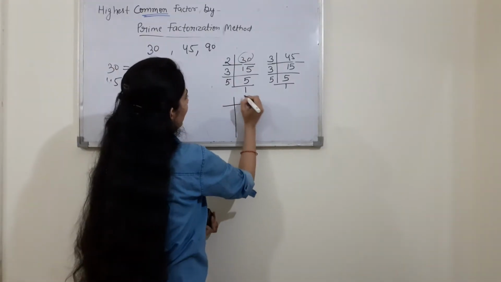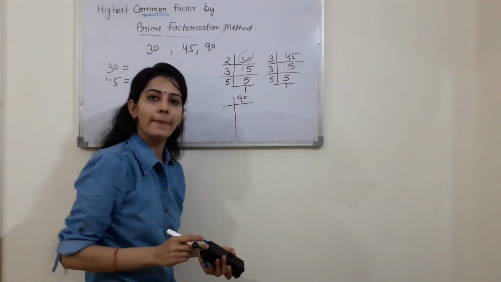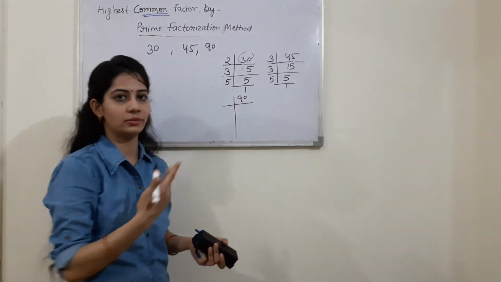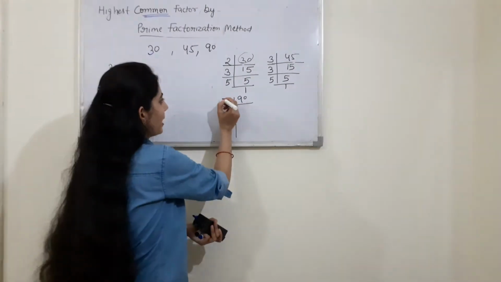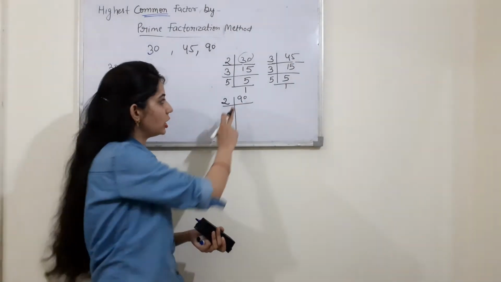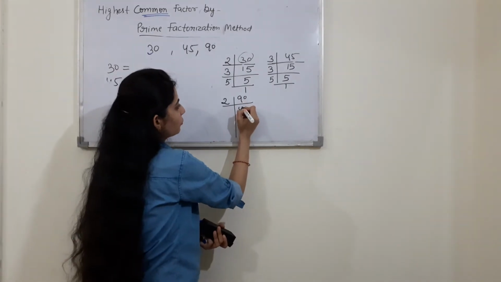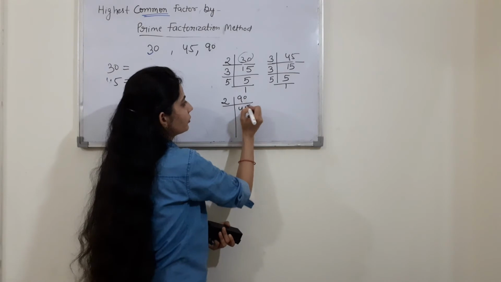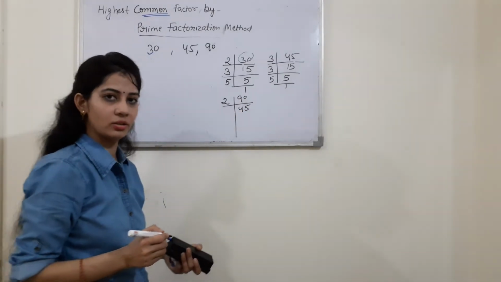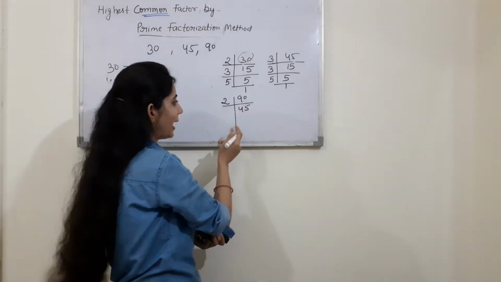So what will be the next number? 90. So now we will factorize the number 90 by this prime factorization method. So we will factorize the number in the form of prime numbers. So 2, because 0 है 1 place पे, so 2 times 4 is 8, 1, then 0 will be carried forward, and 2 times 5 is 10. So 45 will come as a quotient.